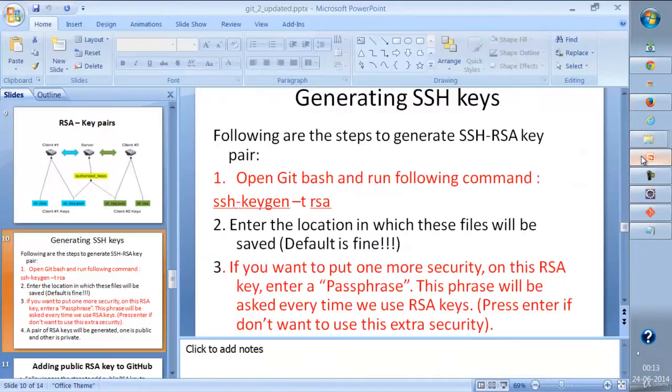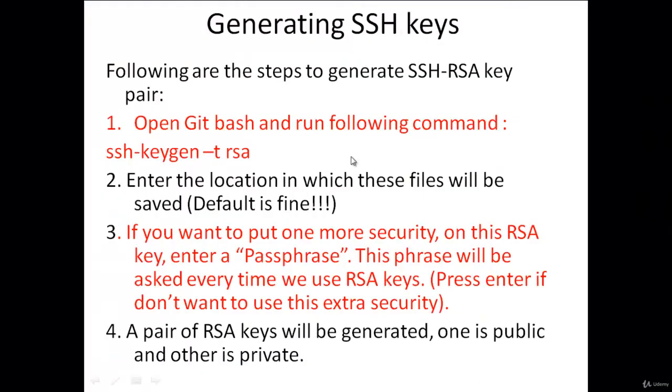So what are the steps that we are going to follow? I have jotted down all the steps over here. Open the git bash, run the following command, and enter the location where these files will be saved. The default location is fine. Whatever we have seen, the two files were generated. Once you fire this command, I have missed this step, it will ask you for one more additional security, that is, enter a passphrase, basically a password. Although you are mapping the SSH key, this is an additional security.